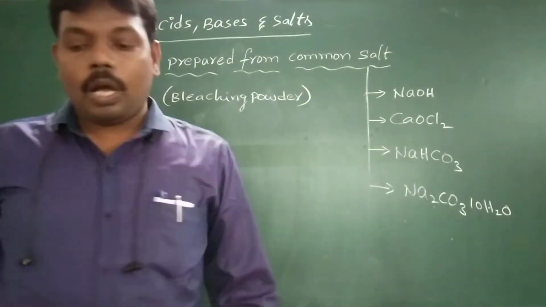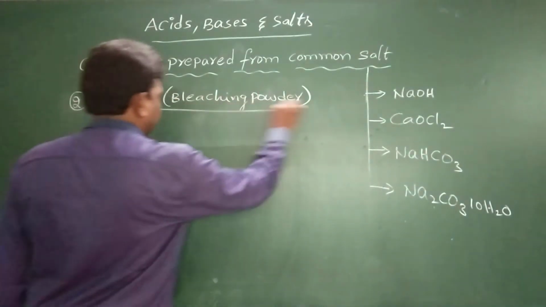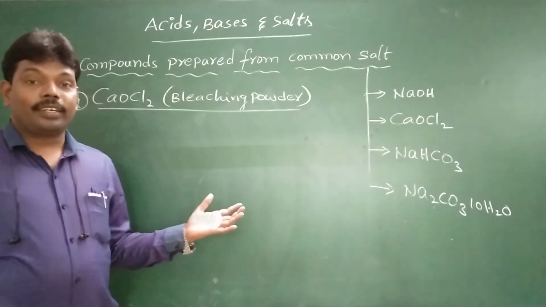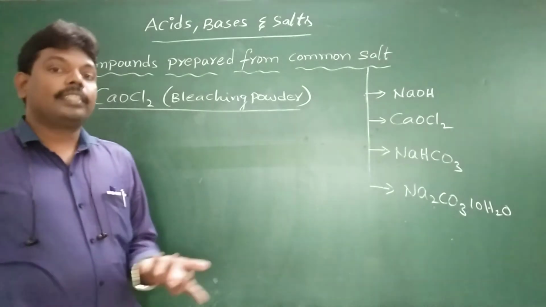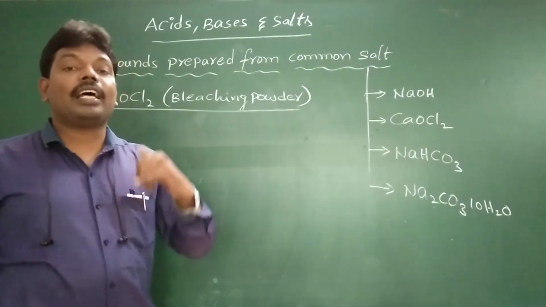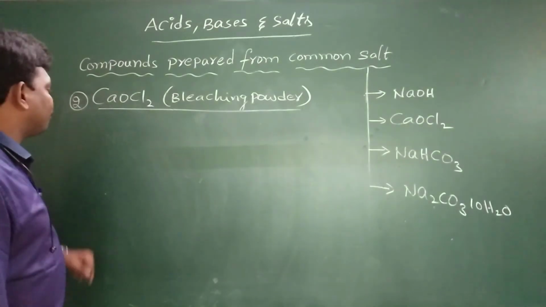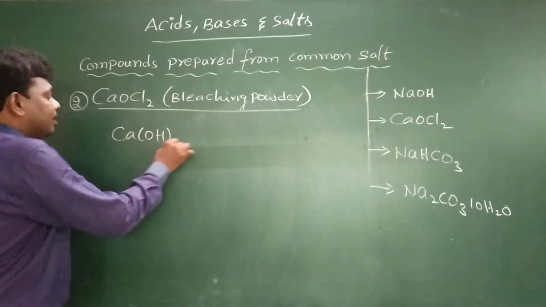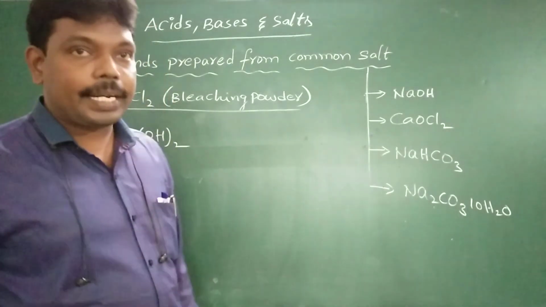Okay, bleaching powder. How to prepare this bleaching powder? Previously, at the anode, which gas was liberated? Chlorine gas. That gas we are using to prepare the bleaching powder. So what are the raw materials to prepare the bleaching powder? First we have to take Ca(OH)2, dry slaked lime. Take the dry slaked lime.